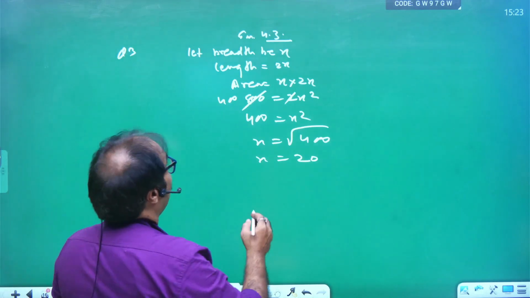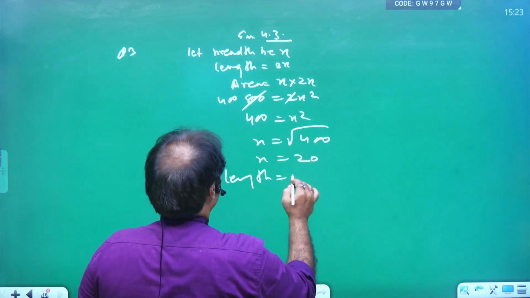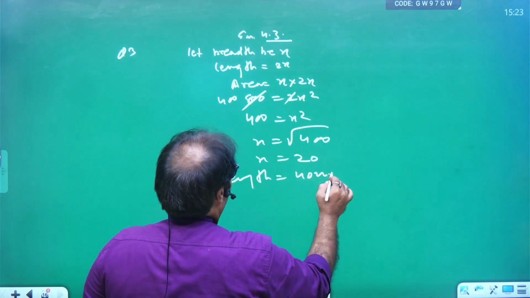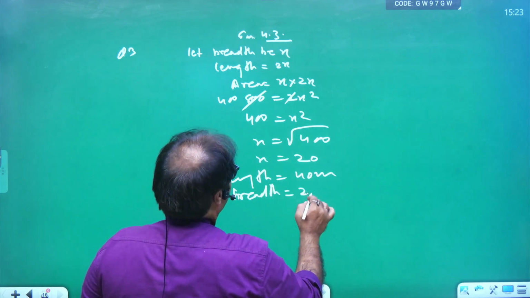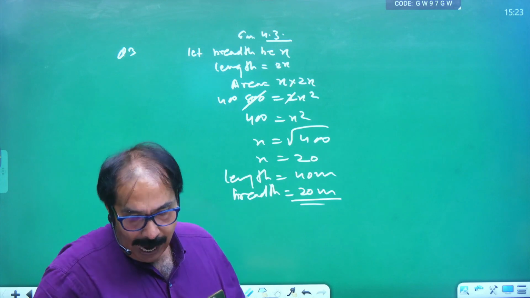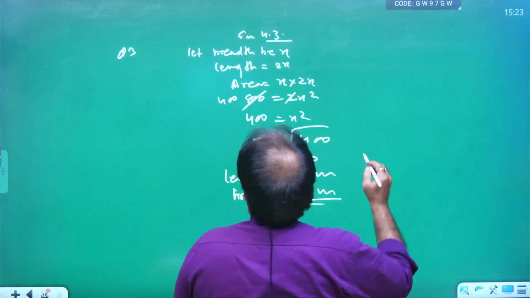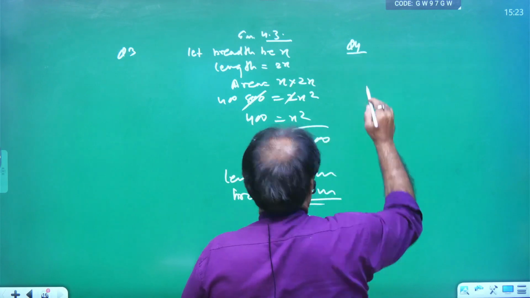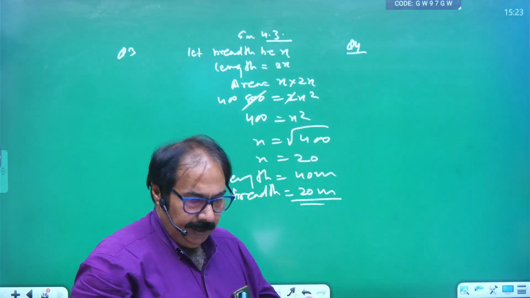So therefore length is equal to 2x, meaning 40 meter, and breadth is equal to 20 meter. So yes, it is possible. Okay. And the next question, question number 4. The fourth question is: is the following situation possible? If so, determine their present age.